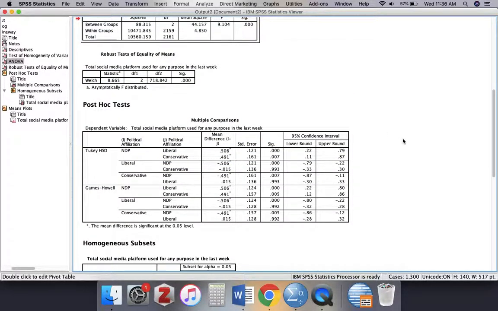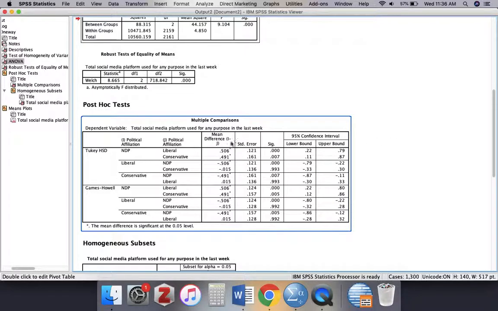So to gain more information about which groups are different from each other on the DV, this is where we look at our multiple comparisons post-hoc test. Because our assumption for homogeneity of variance was met, we're actually going to read only the Tukey results, not the Games-Howell results, which would be used if that assumption was not met, okay? So we're really going to focus on these upper rows here.